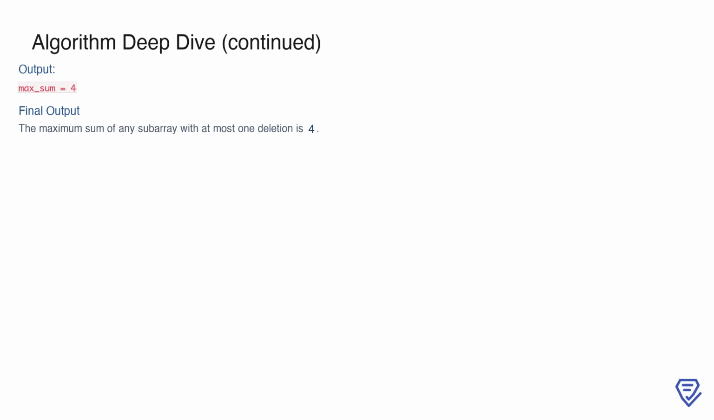The algorithm demonstrates how dynamic programming allows us to efficiently calculate the result by breaking the problem into overlapping subproblems. By considering both potential subarray sums, with and without a deletion, we ensure that we explore all possible options while maintaining optimal performance. This flexibility is key to solving the problem effectively.